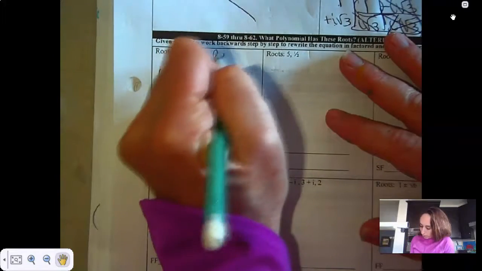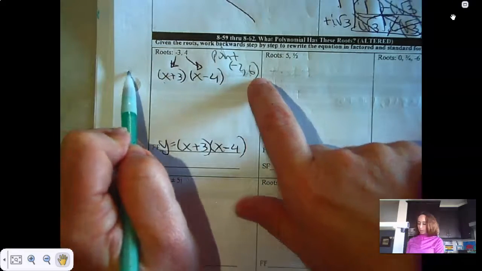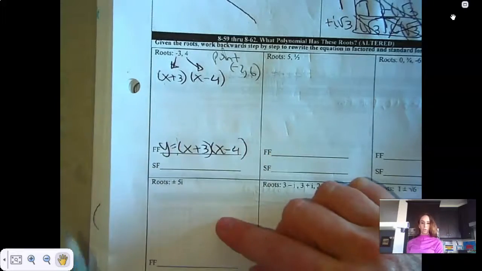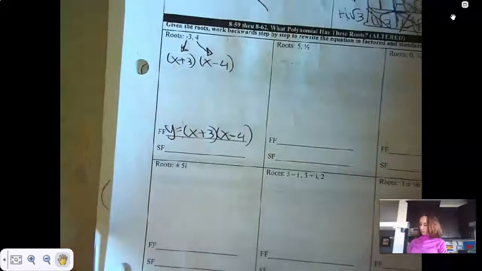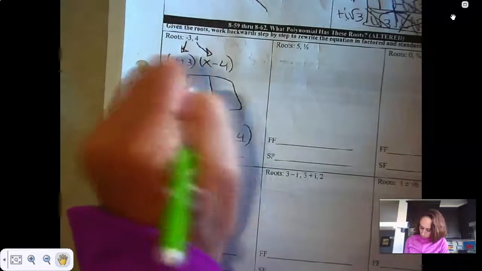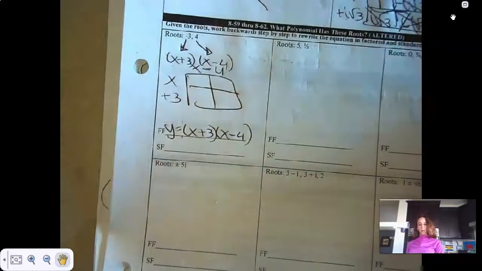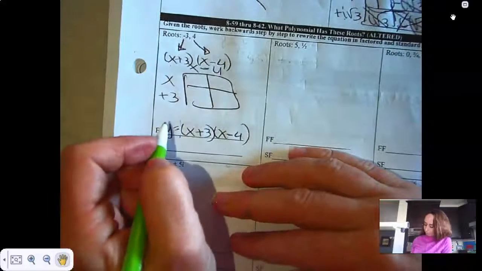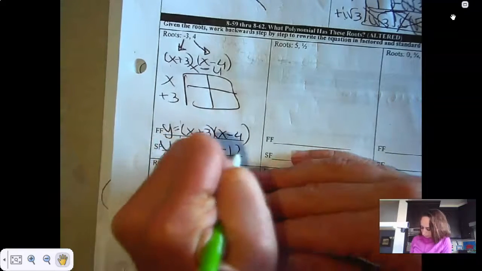If I gave you another point and I said, oh, the point is negative 2, 6, you would have to plug in negative 2 for X, 6 for Y, solve for A, and put that in front as a vertical stretch or compression. But for these problems, just give me the generic factored form and standard form. If I'm going to put it in standard form, I've got to box this out. X plus 3, X minus 4. You box it out, tell me the answer.